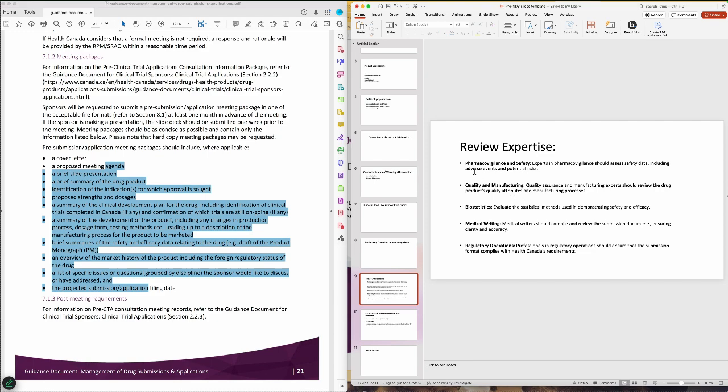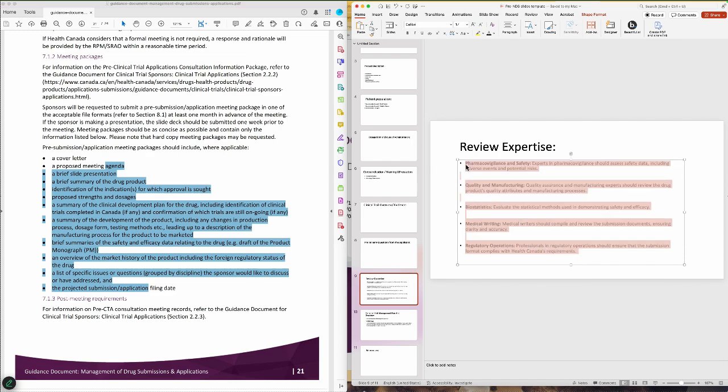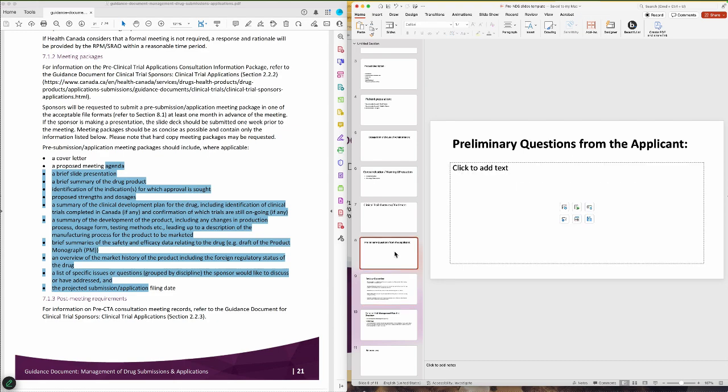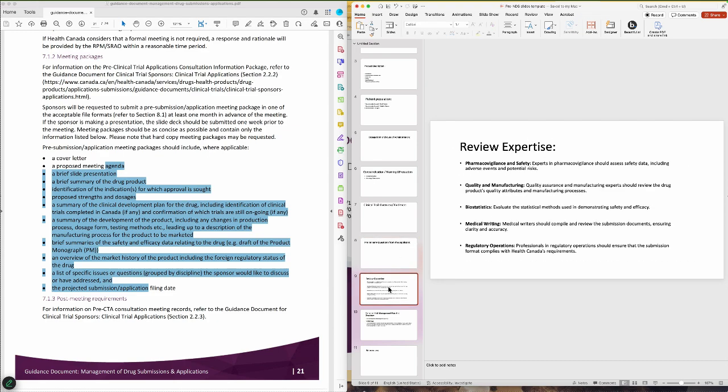So this is where we write down pharmacovigilance safety, for example. These are experts in pharmacovigilance. They should assess safety data. Of course, what I wrote here is a template, okay? So we do not see exactly what I write here in all of the review expertise slides. We have to look into the questions, and based on the questions, we have to write down here who the experts in our company are and what they do, and it should be relevant to the questions that we are going to ask.